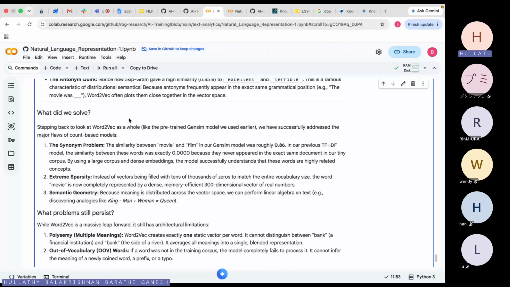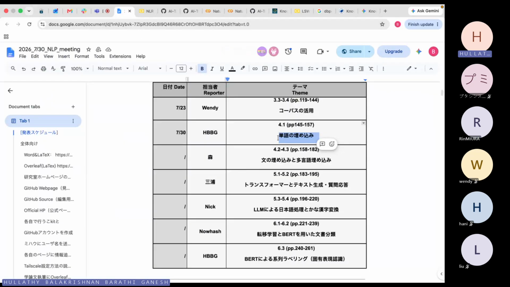So as mentioned, for the next session, I'm not sure when and whether all are available due to the summer vacation. One more week, I would prefer to have the session on word embeddings.